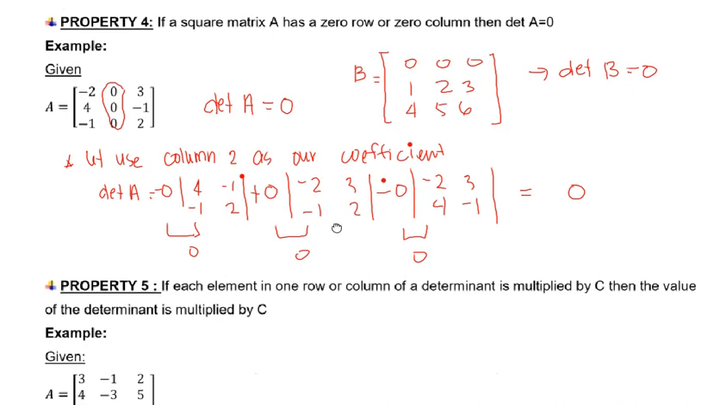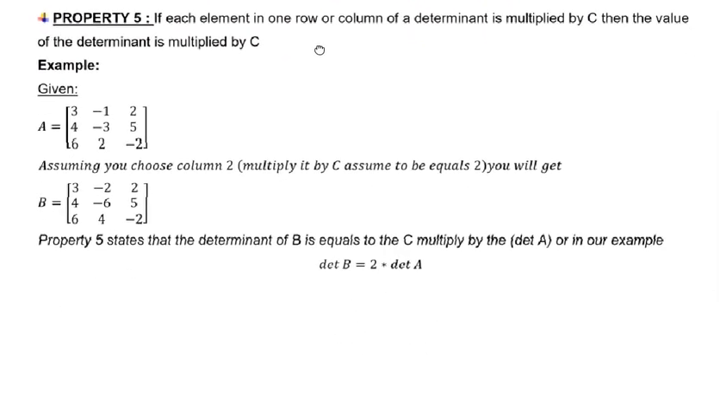So, for property 5, sabi ng property 5, if each element in one row or column of a determinant is multiplied by C, then the value of the determinant is multiplied by C. So, yung C natin is our scalar. So, let's assume that as our scalar. So, sabi dito, elements in one row or column is multiplied by C. So, yung given natin is matrix A.